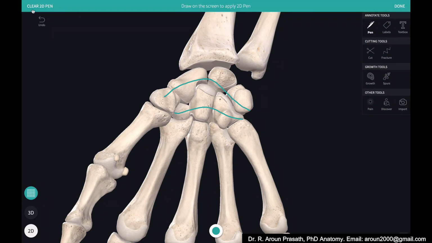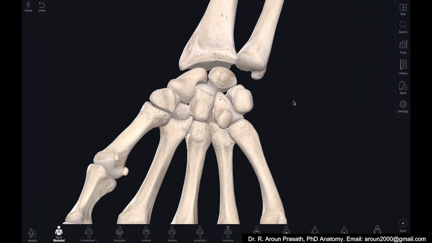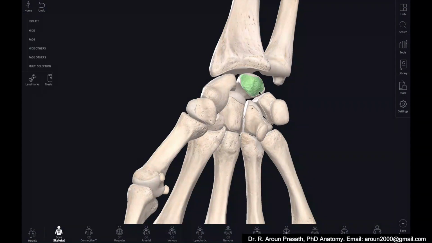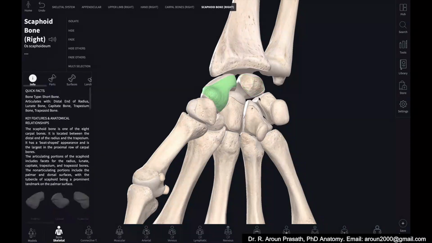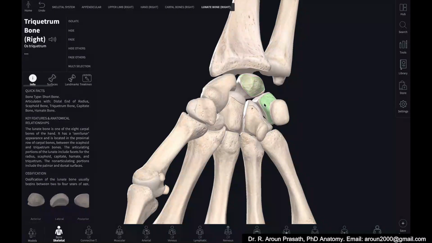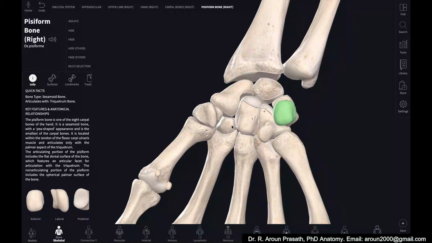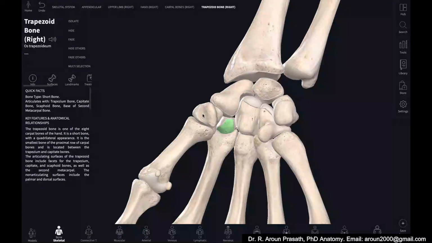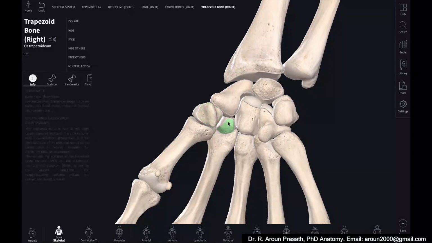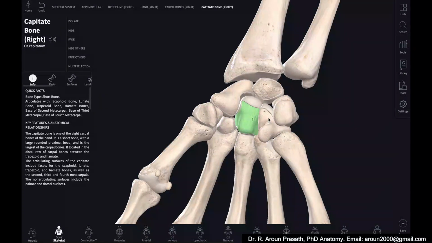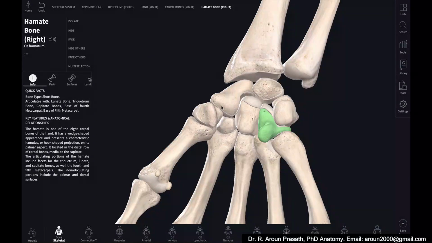If you look here, there are 8 carpal bones. The proximal row has the scaphoid, the lunate, the triquetral bone, and the pisiform bone. Then the distal row is trapezium, trapezoid, capitate, and hamate. So this is one proximal row and this is the distal row. Let me write this down.